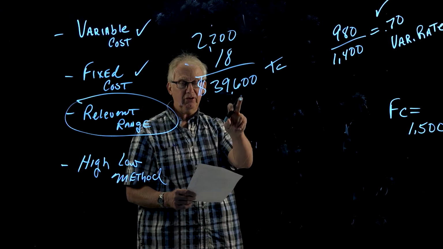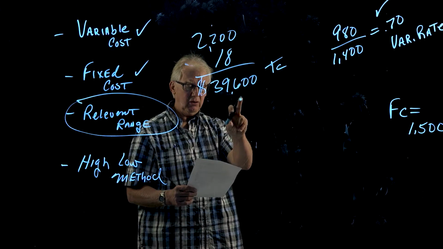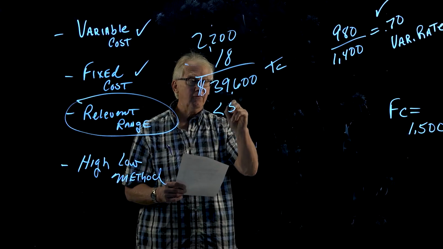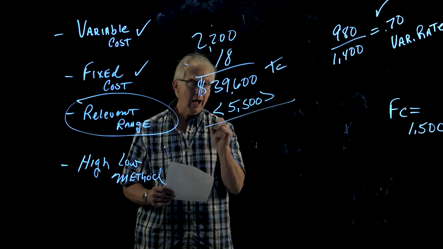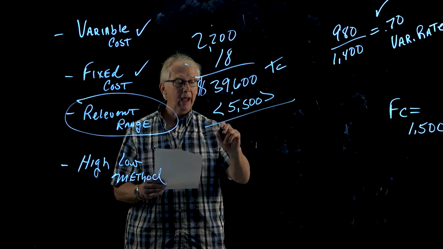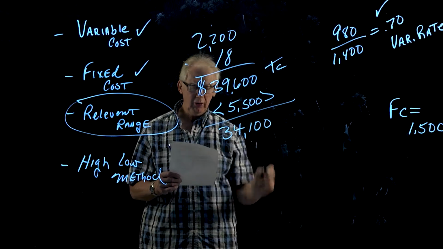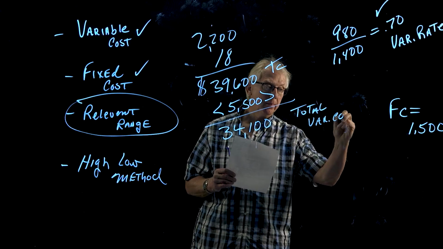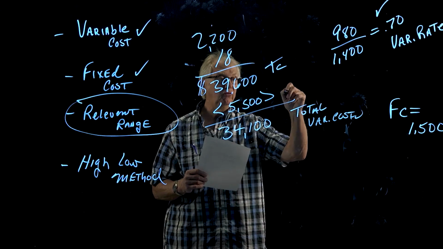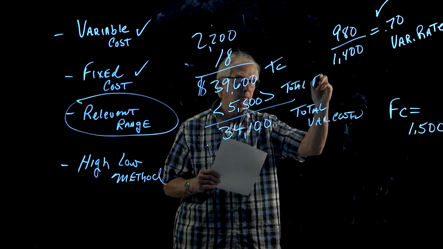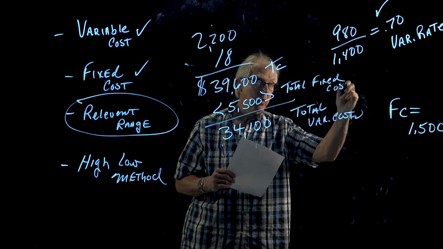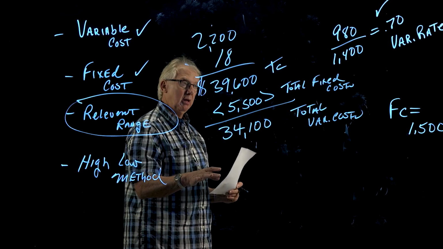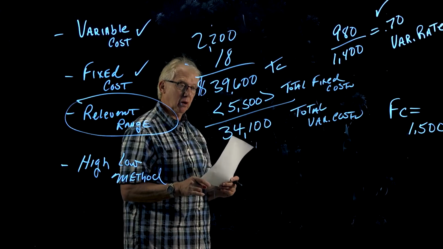Okay, so $39,600 is the total cost, and they tell you that $5,500 is fixed. Okay, so let's take $5,500 out of the $39,600, and we should come down to $34,100, which would be total variable cost. Okay, this is fixed cost, total fixed cost. So what I did was I broke the 39,600 up between total fixed cost and total variable cost.